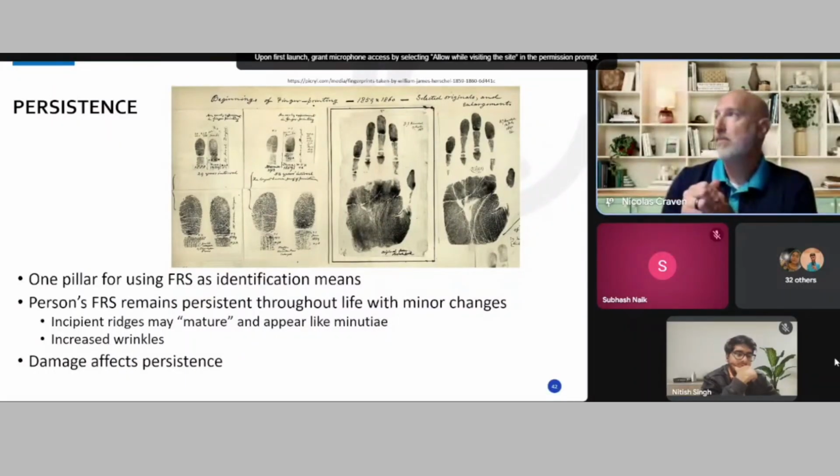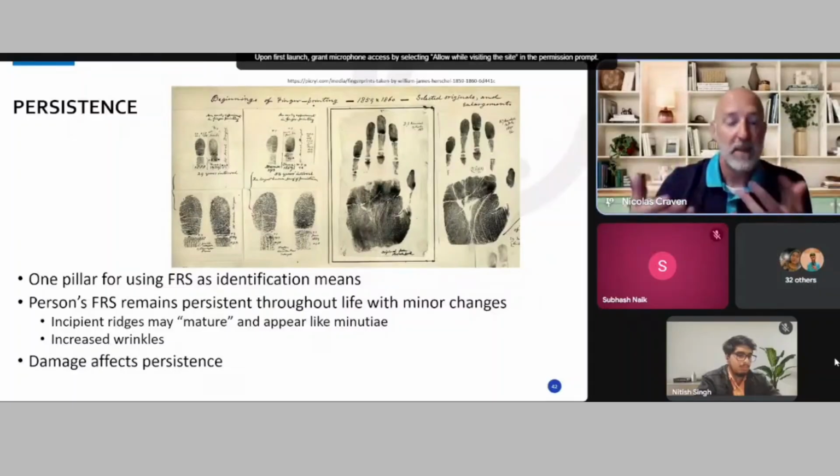I'm just trying to think if there's anything else I want to mention on persistence, but that's basically what it is: from the time you're born to the time you die, provided you don't have any damage or disease to your skin, it's going to stay the same. Now, the size changes obviously. When you're first born, your fingers are a lot smaller, but the friction ridge skin, the orientation of the minutiae, the ridges and the pattern types remain the same from the time you're born to the time you die, provided there isn't some kind of damage that affects the structure.